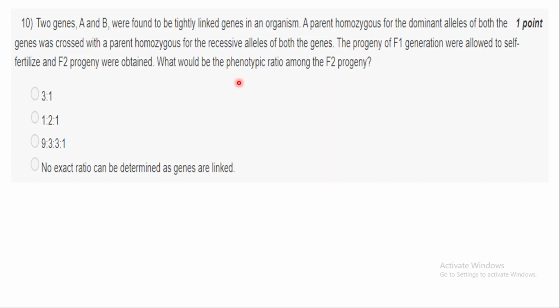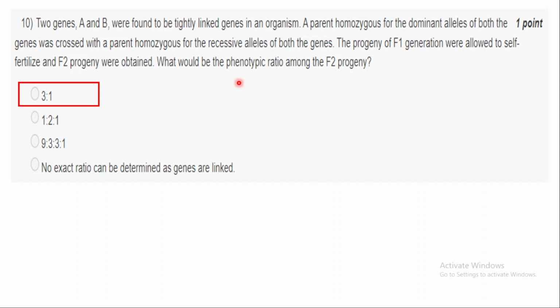Okay, let's not delay it any further, and let me reveal the correct answer. The correct answer to this question is option A, 3:1. So Simontini answered D, no exact ratio can be determined as genes are linked. I know they are tightly linked genes, but even tightly linked genes can have a recombination frequency. And we would see that recombination is not the event that is governing the phenotypic ratio.